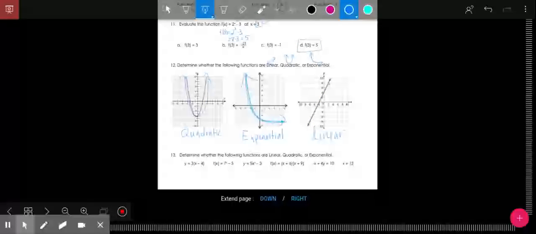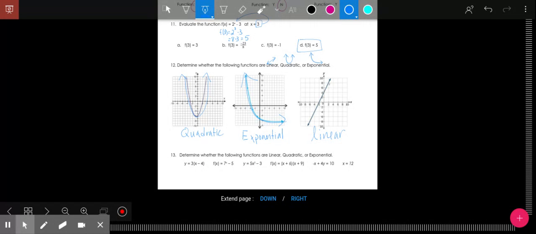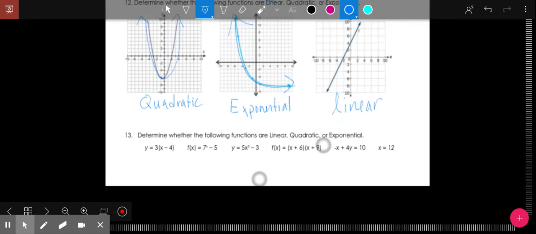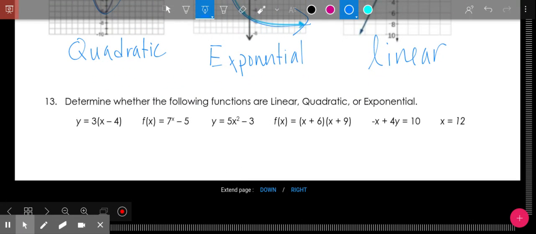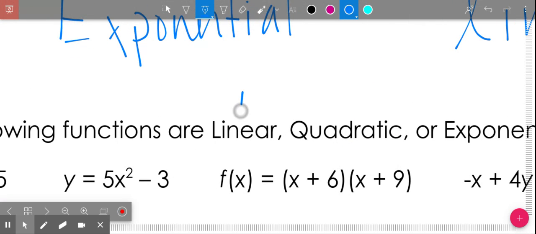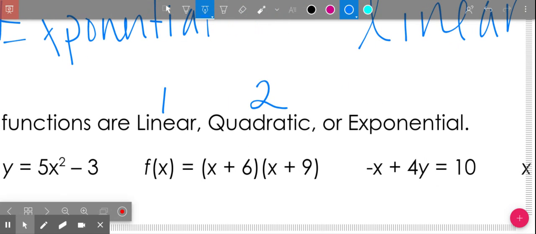And then the last one for this video, number 13, says determine whether the following functions are linear, quadratic, or exponential. Remember, linear means the largest exponent is going to be a 1. Quadratic means the largest exponent is going to be a 2. And if something is exponential, that means my x is an exponent. So we're really going to be looking at all the exponents here to see which type of function we have.